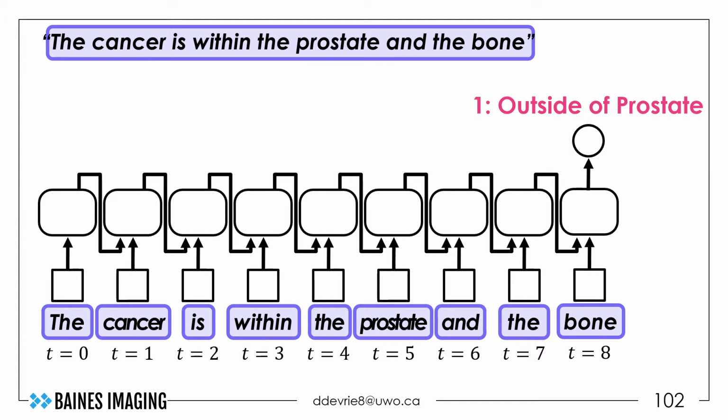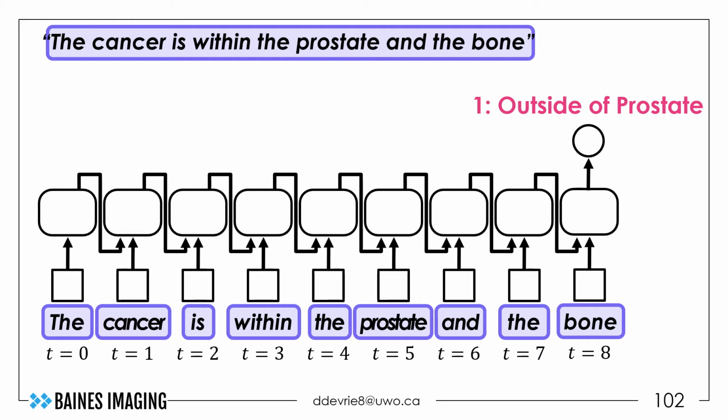And that can help give us our classification of 1, meaning the cancer has spread out of the prostate. And we can see that this single classification is given by having the entire sentence given to the recurrent neural network.